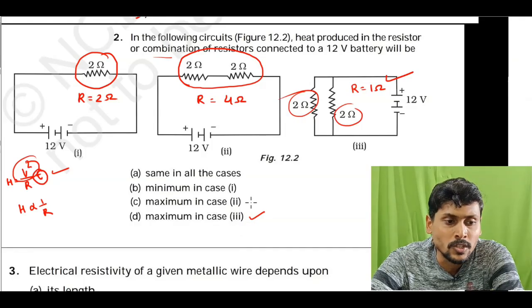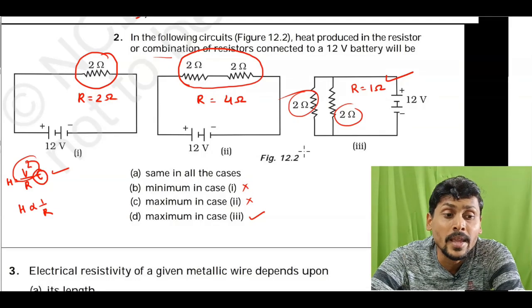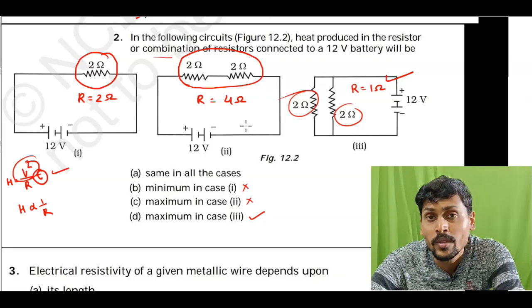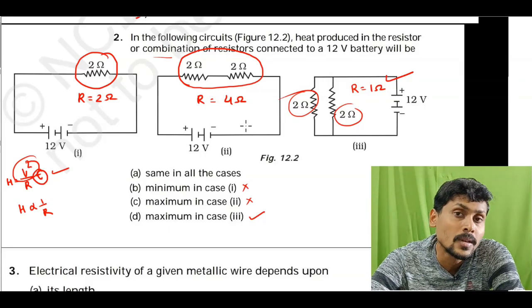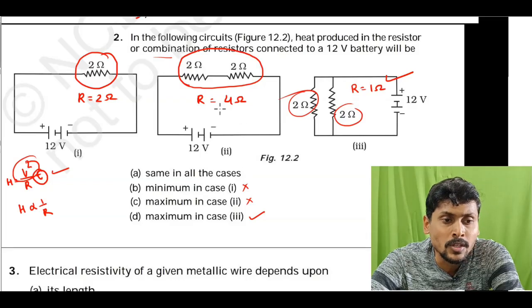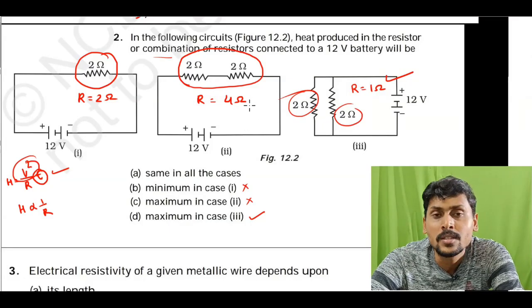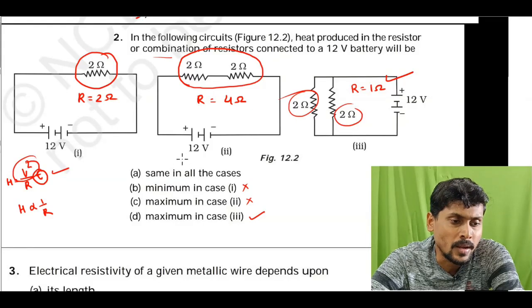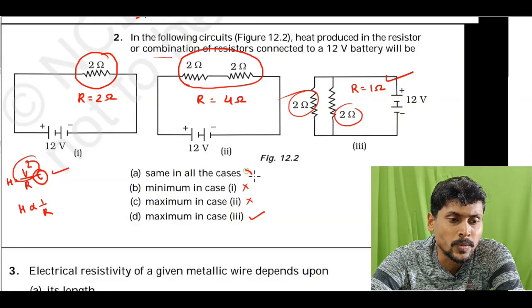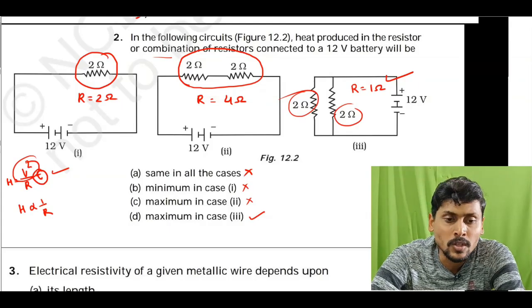Maximum in case 2, this is wrong answer. Minimum in case 1, this is also wrong answer because minimum will be in case 2, because I had told you that if resistance is maximum then heat energy is minimum. So if you compare the three circuit diagrams, then the resistance is maximum in the second diagram. So in the second case you'll get minimum heat energy. And the first option is also wrong, so option D is the correct one. So in this way you can solve this question.